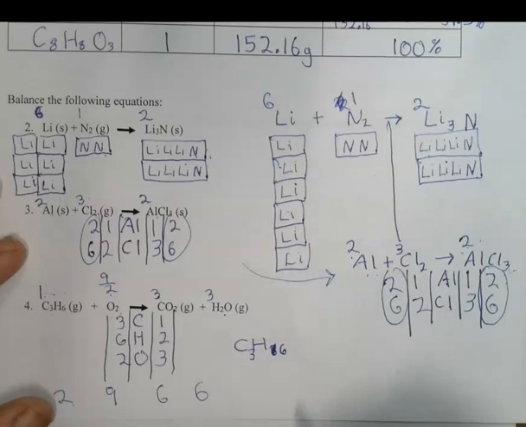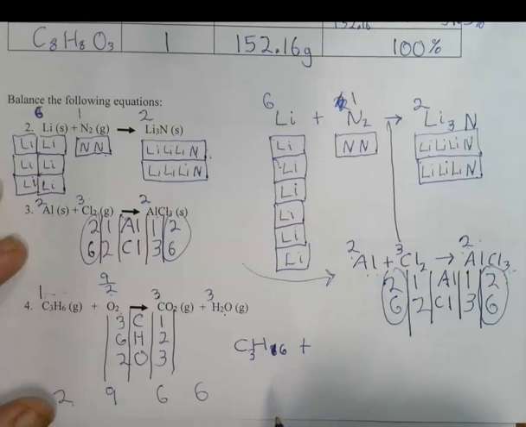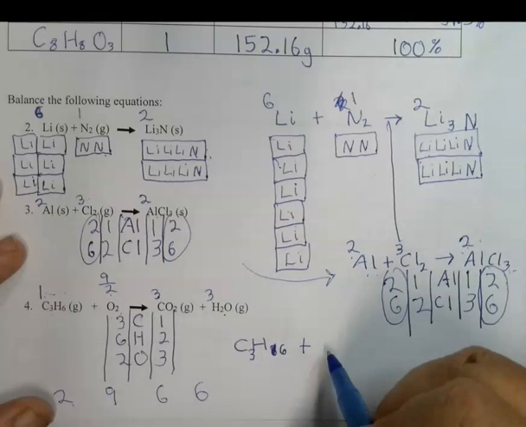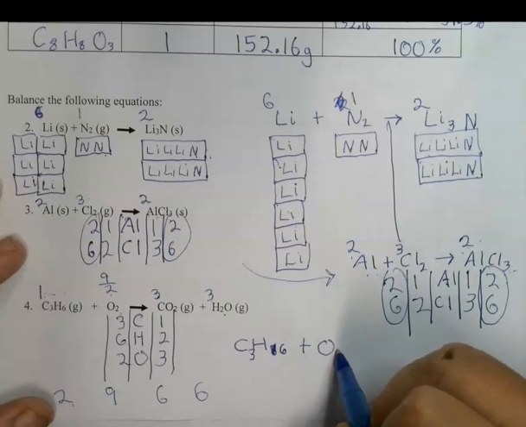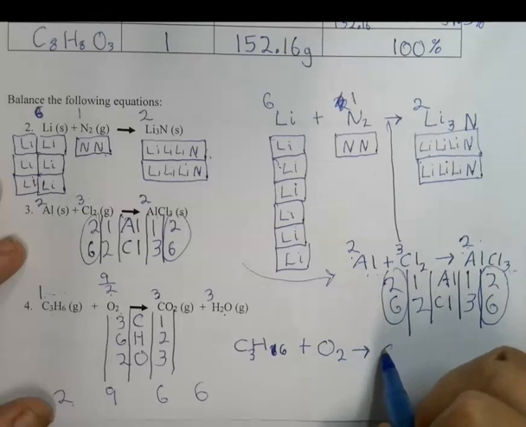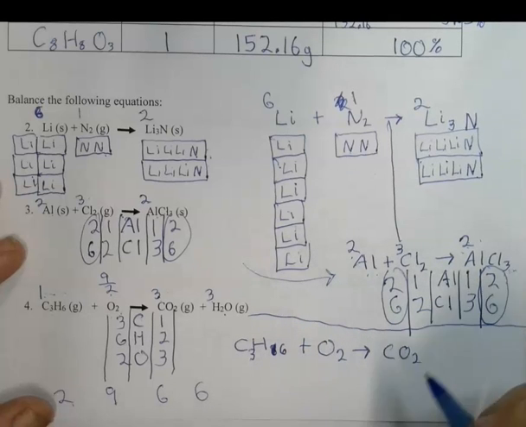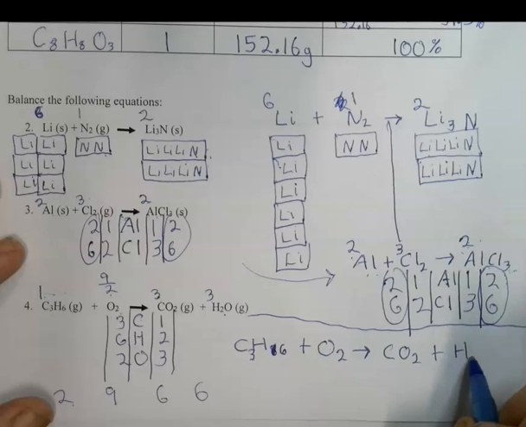So C3H6 plus, I believe that should be C3H8, but I'm going to leave it as a 6. Okay, let's balance it as a 6. Plus O2 is going to give us CO2. I'm going to draw a line here so as not to confuse the two. Plus H2O.